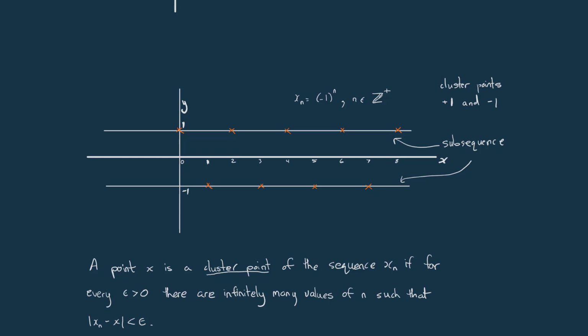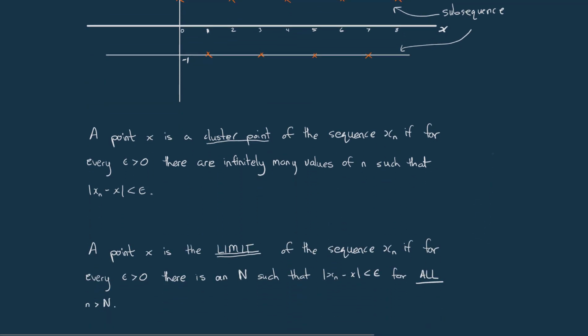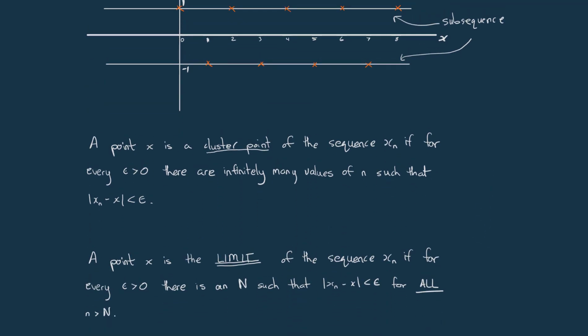But if we look at the definition of a limit of a sequence, there's one subtle difference that a beginner might not notice. If x is the limit, we do want |x_n minus x| to be less than epsilon. But it must be true not just for infinitely many values of n, not just for infinitely many indexes, but for all indexes beyond some N, where N is some integer.